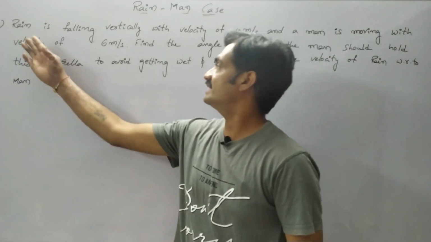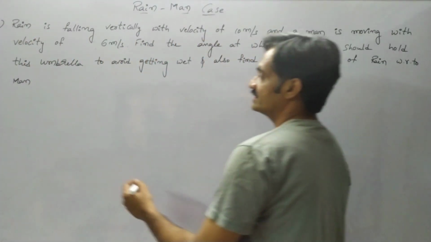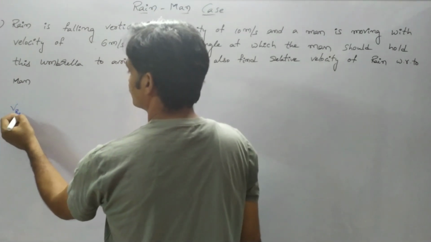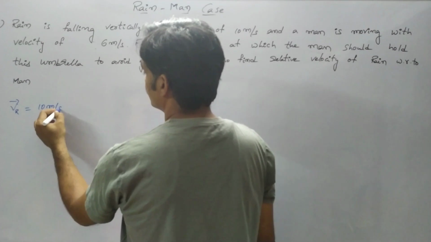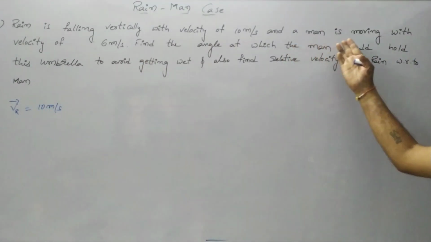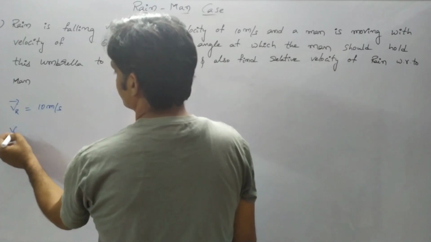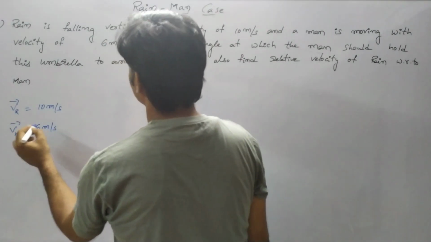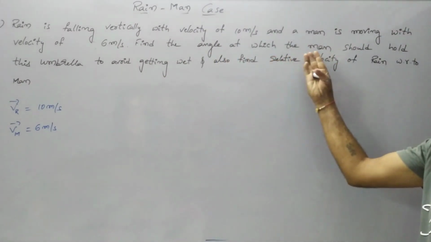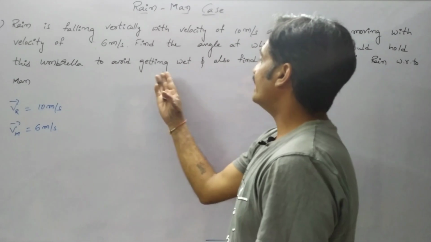The first problem: rain is falling vertically with a velocity of 10 meter per second. Here the velocity of the rain with respect to ground is 10 meter per second, and a man is moving with a velocity of 6 meter per second. The velocity of the man with respect to ground is 6 meter per second. Find the angle at which the man should hold the umbrella to avoid getting wet.